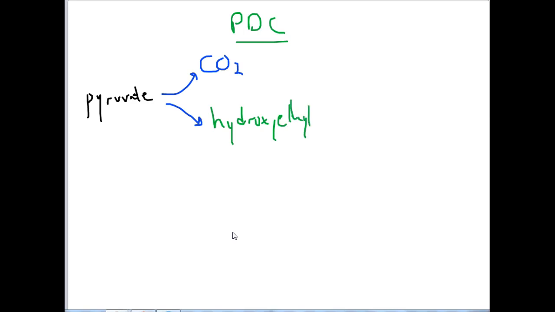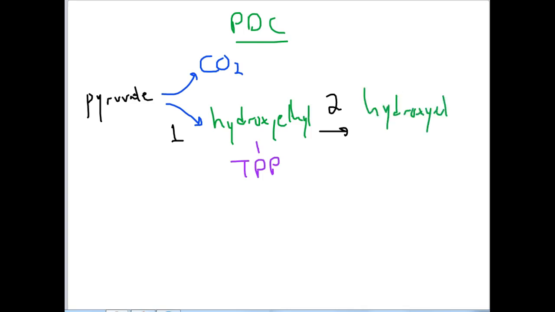Hydroxyethyl is an unstable molecule, and so it is linked to a coenzyme called TPP. So we make hydroxyethyl TPP. And this is step 1 of what happens in the PDC. Step 2 swaps hydroxyethyl. So we're going to move hydroxyethyl to lipoic acid, our second coenzyme in all of this. And that's step 2.